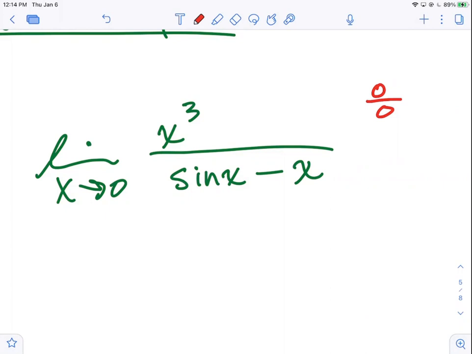The problem is that there's an X in the top causing a zero and an X in the bottom causing a zero, but also the sine. I can't factor out the problem area. So none of the methods that we learned in 1.4 will work here. None of the algebraic reconciliations will actually reconcile it. So what else do we have?